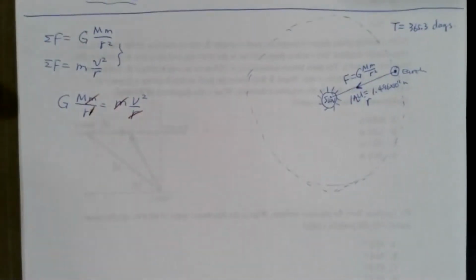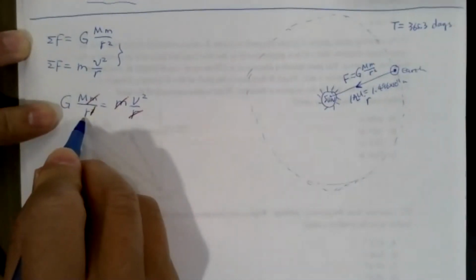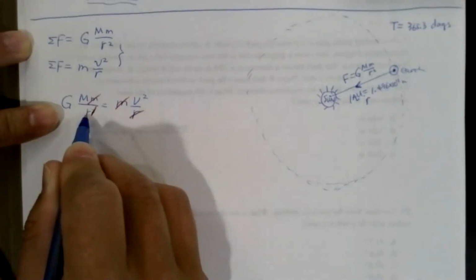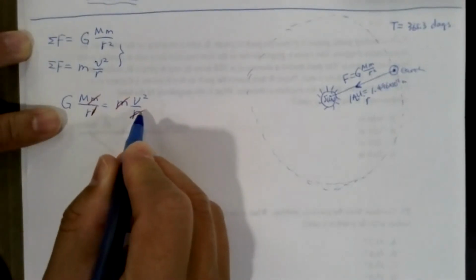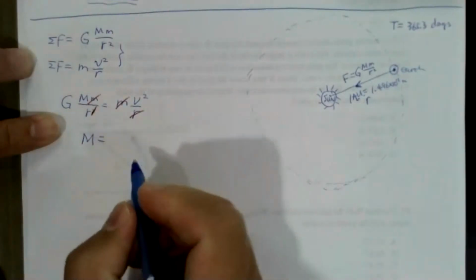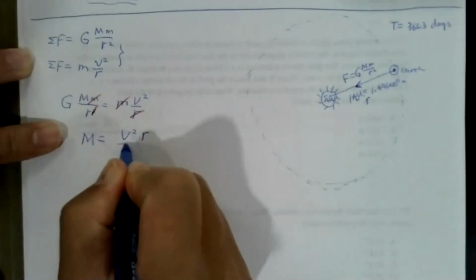So for the mass of the sun, now there's this r here, you can move to the other side of the equation. In the numerator, the denominator becomes the numerator over there. And then this can move to the other side as well. So you will have capital M equal to v squared times r divided by G.